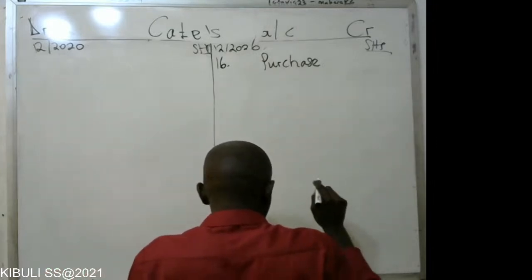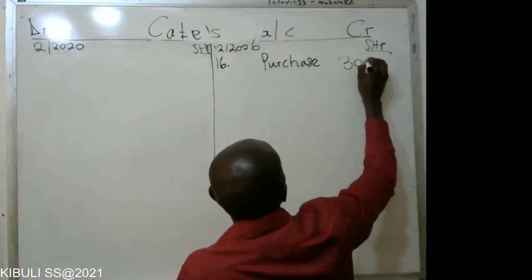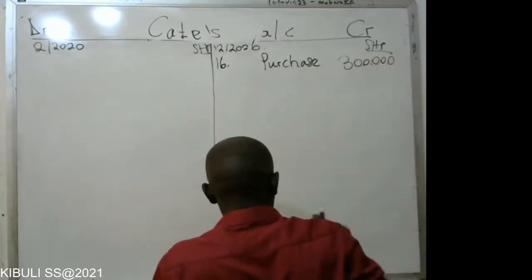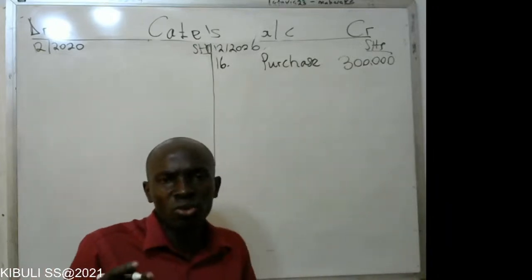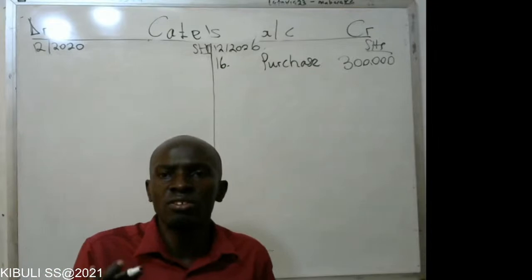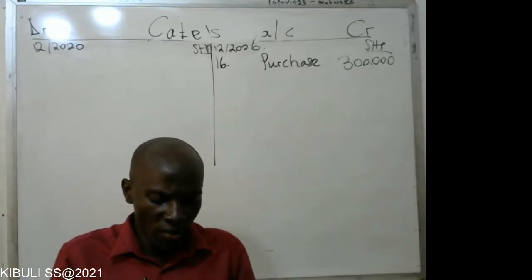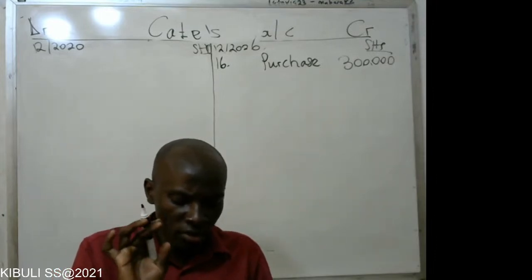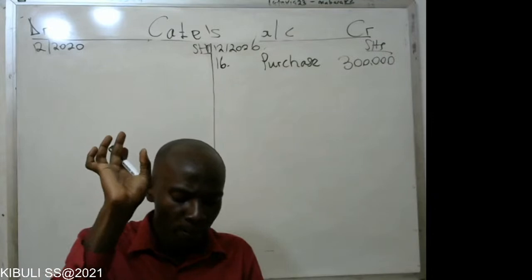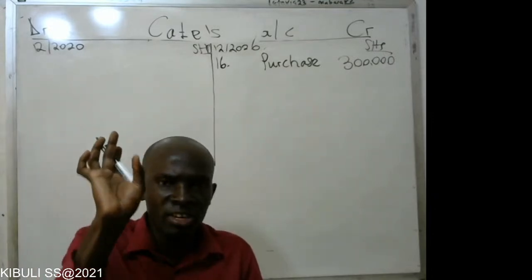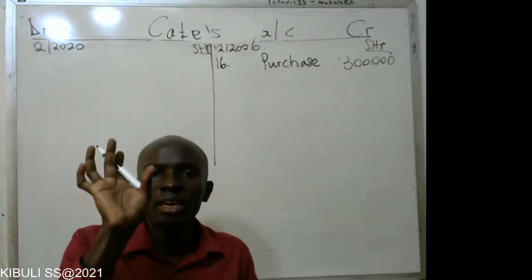Okay, so you bought goods on credit from Kate, 300,000. 300 what? 1,000. Then checking the information. Is there any other transaction that is going to affect Kate's account? So when you check, we have a transaction on 24th, which says settled part of Kate's debt by check.